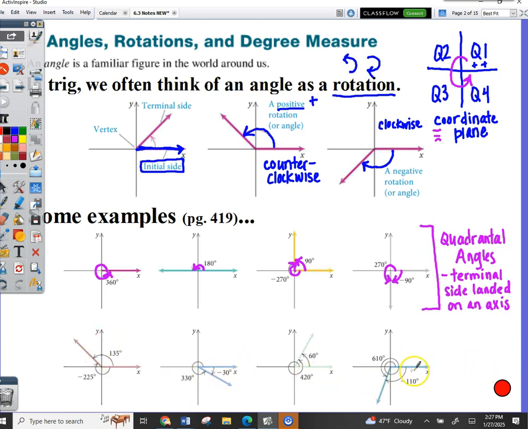Notice these four down here, the terminal side just landed out in the middle of a quadrant. There's no name for those. Those are just not quadrantal. Look, and just like Garrett said, you can rotate more than 360.